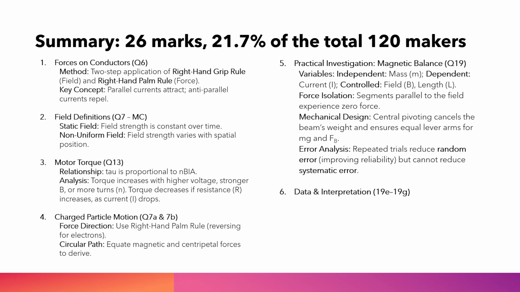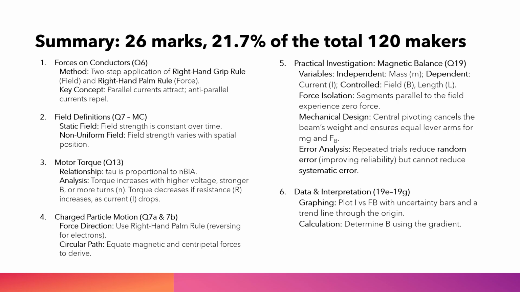6. Data and interpretation, 19e, 19g. Graphing. Plot I vs Fb with uncertainty bars and a trend line through the origin. Calculation. Determine B using the gradient. Proportionality. Fb is proportional to L, reducing wire length decreases the magnetic force.